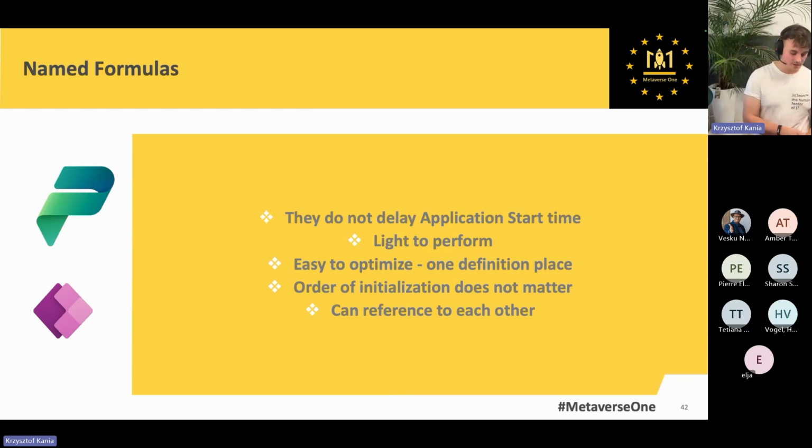They are really easy to optimize because we have only one place of definition. So you, as a developer or as a support engineer, can go to formulas and see what's over there. It's really easy to find where they are being utilized. So one change and it will update everywhere. Okay? And the next cool thing, order of initialization does not matter.